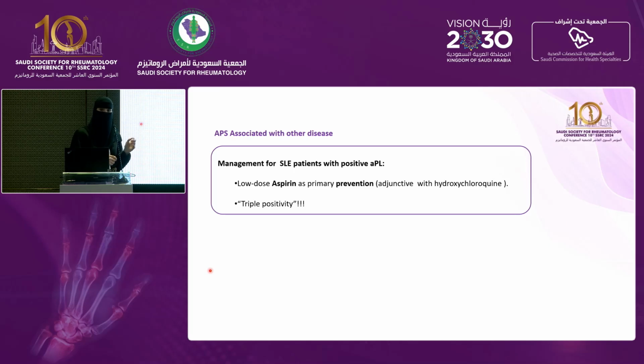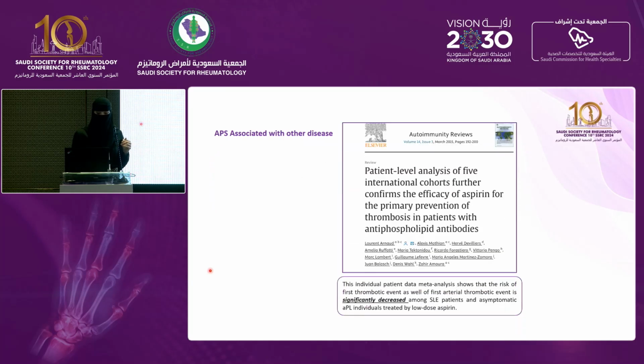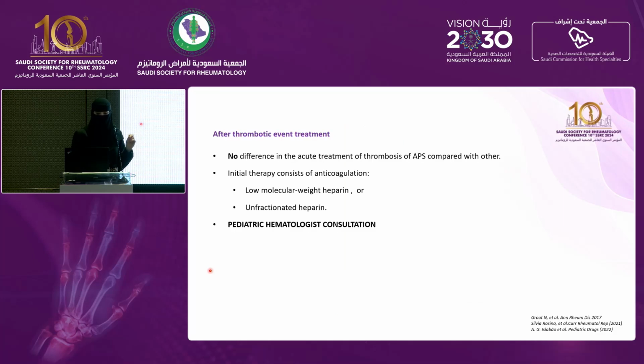Especially for lupus anticoagulant, they found that patients who had positive lupus anticoagulant had a higher risk for thrombosis. In this study, a 5 international cohort study, they studied the efficacy of aspirin in preventing an event in patients with SLE, and they found a significant decline in the risk of developing thrombosis in those patients. So aspirin can be added for patients who have positive antiphospholipid antibodies with SLE.